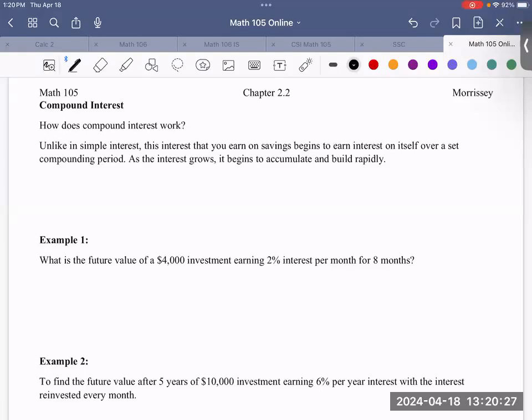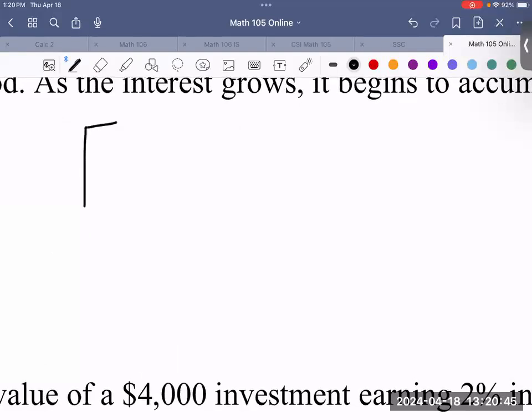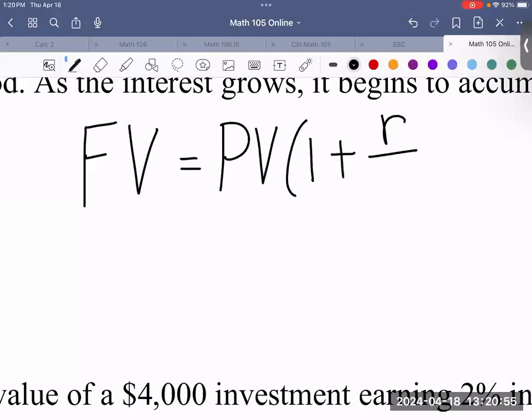And the more you compound, the more that value is being reinvested. And so as the interest grows, it begins to accumulate and build rapidly. Now, this has an equation. If we're talking about compounding, your future value is equal to your PV times 1 plus R over M, raised to the power MT.